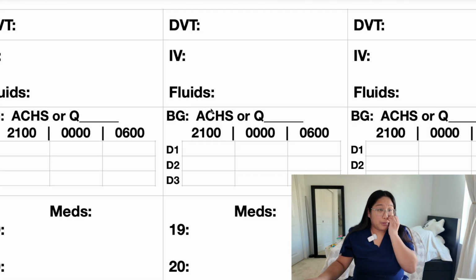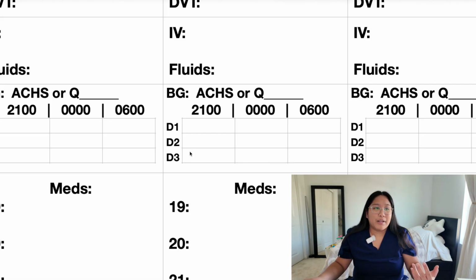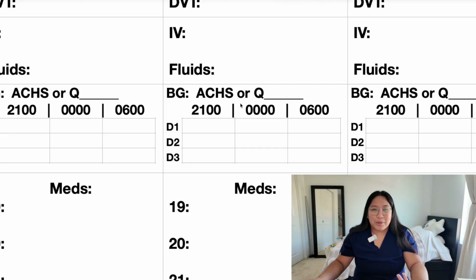Next is the blood glucose one, which is BG. If you have a patient that's diabetic and you need to check your blood sugars, this is where I would put it. So this page or these numbers are based on a night shift one. I do have a day shift version from when I used to work day shift, but now that I've been working nights for almost 2 years, that's why it's all like this.